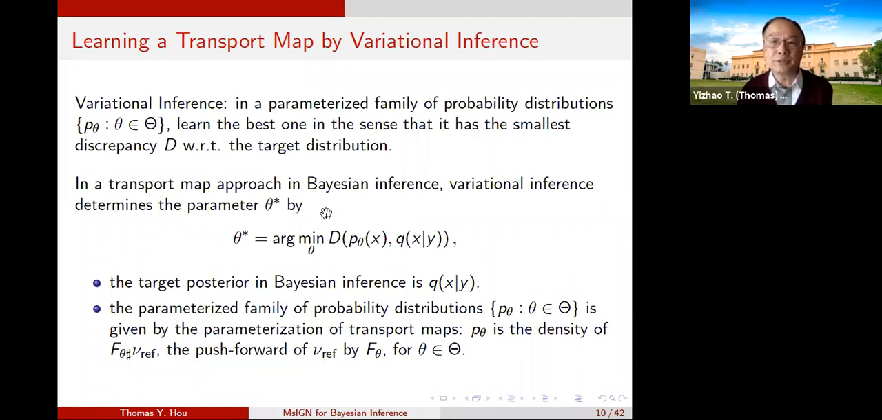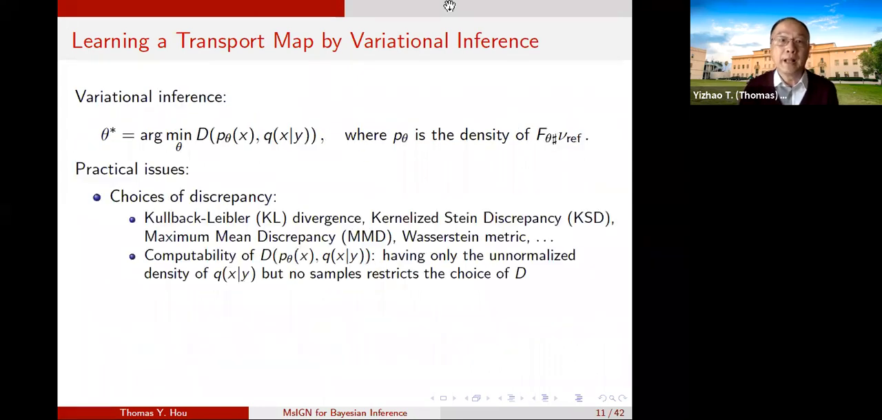There are many possible choices for the discrepancy D, and I will come back to that later. So that is how you formulate the problem formally. Possible choices for D: in recent years, there is a lot of work that uses the KL divergence. That is one possible choice, and in fact it is the choice we adopted in our previous paper. You can also use a kernelized Stein discrepancy, the maximum mean discrepancy, or Wasserstein metrics and so on.